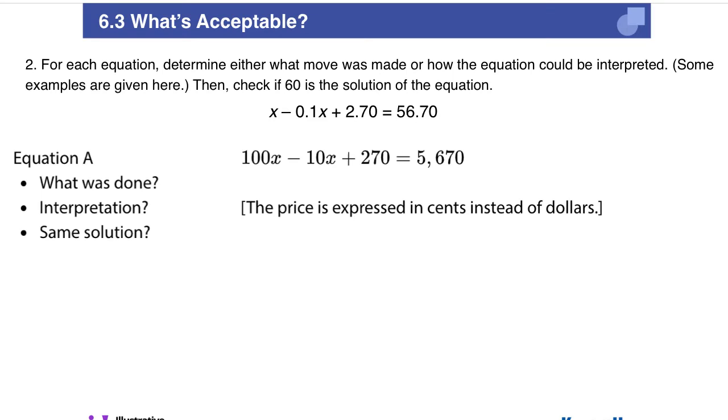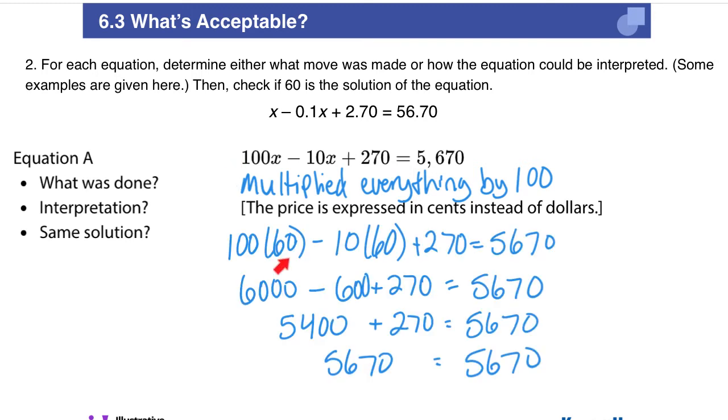Now we're going to be looking through 6 different equations and deciding if they are the same as our original equation, what was done to the equation, the interpretation, so what does that new equation tell us, and does it have the same solution as the original? In our first equation, equation A, I'm noticing that every term got multiplied by 100 to make our new equation. When I plug in 60 into our new equation and I simplify it down, I end up getting the same thing on both sides of the equation. So yes, this equation does have the same solution.